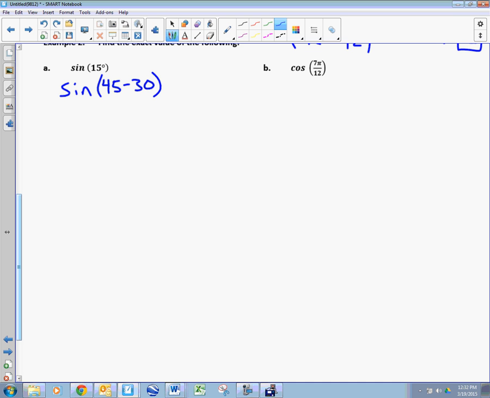Can you think of something else I could choose other than 45 and 30? What else subtracts to 15? 60 minus 45. Right. 135 minus 120. There's a whole bunch of different angles you could subtract to get to 15. Here's just 2 of them. Well, now I can expand this. This would be the sine of 45 times what?